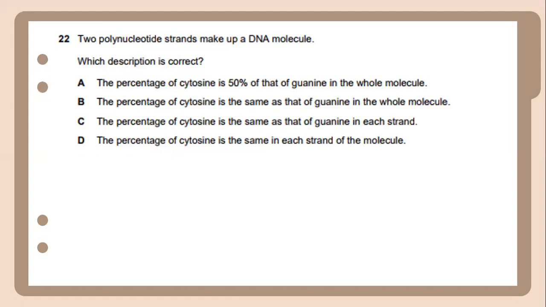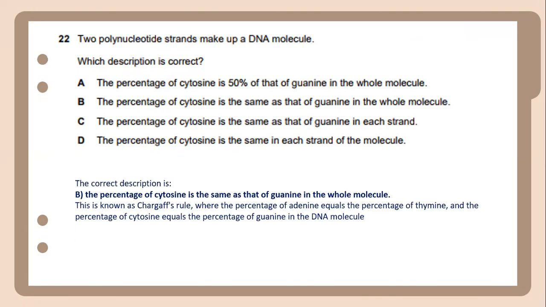Two polynucleotide strands make up a DNA molecule. Which description is correct? The correct description is B, where the percentage of cytosine is the same as that of guanine in the whole molecule. This is known as Chargaff's rule, where the percentage of adenine equals the percentage of thymine, and the percentage of cytosine equals the percentage of guanine in the DNA molecule.